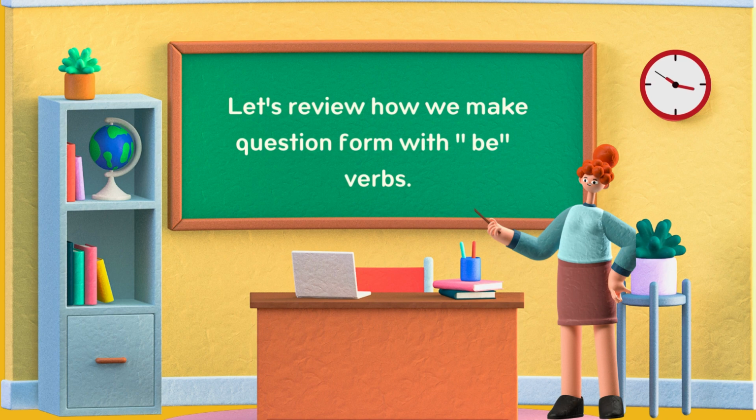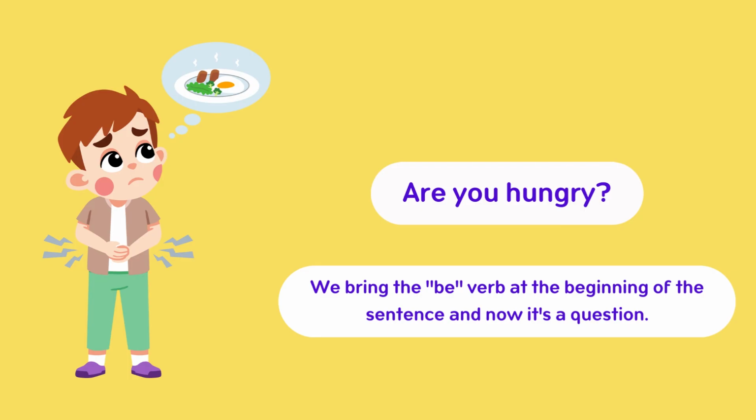First, let's review how we make question form with be verbs. Then we can learn how to make question with action verb. So, take a look at this example. Are you hungry? As you can see, we bring our be verb at the beginning of the sentence, and now we have our question form. Are you hungry?